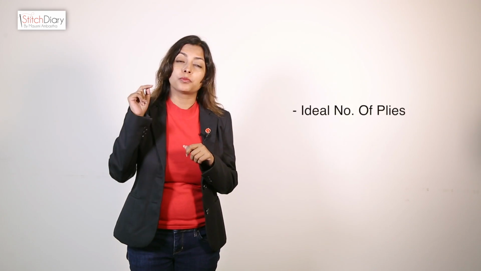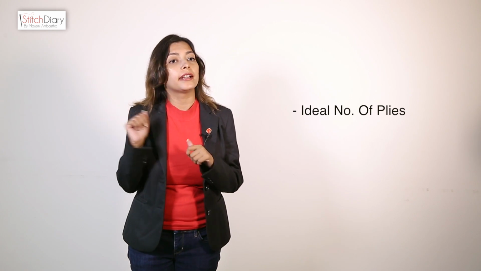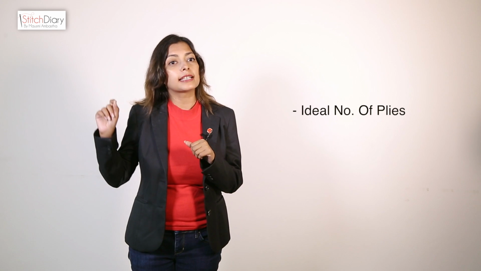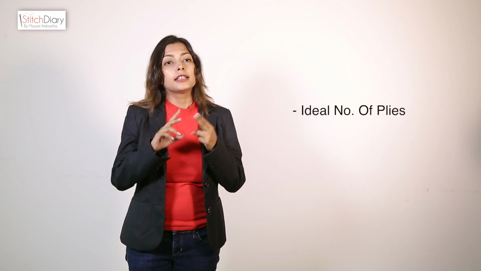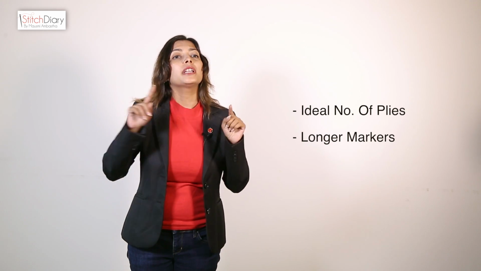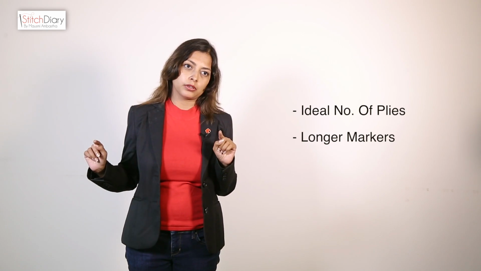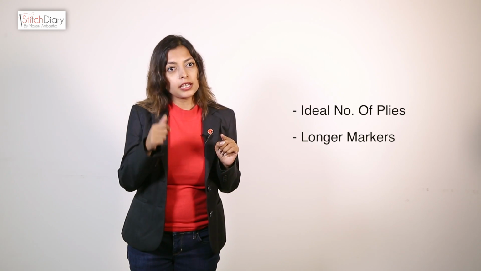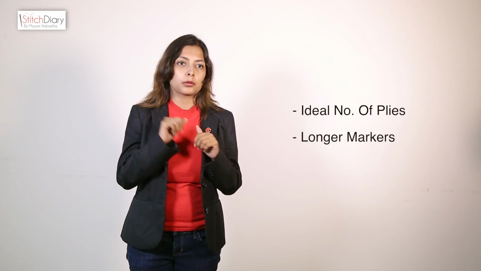Dear friends, today I am going to talk about the characteristics of a good cut order plan. A good cut plan should always try to use minimum number of plies or ideal plies. This will reduce the fabric cost as well as the spreading cost. The second characteristic is that we should try to use as many longer markers as possible. The longer the marker, the better the marker efficiency and therefore the lesser the consumption.